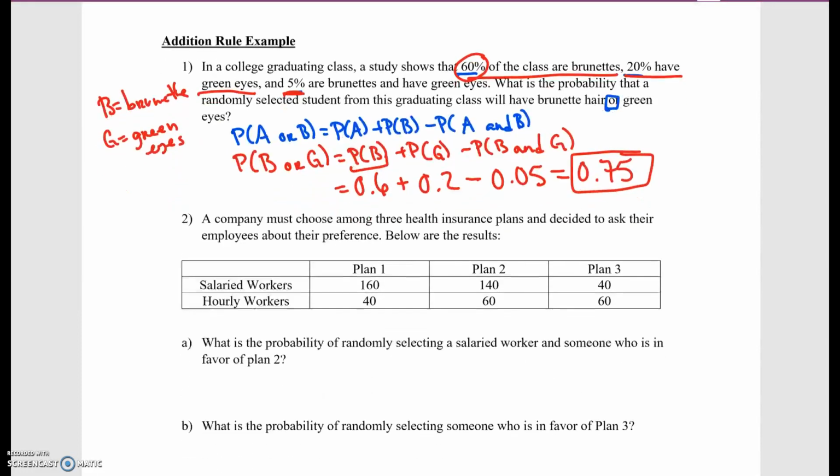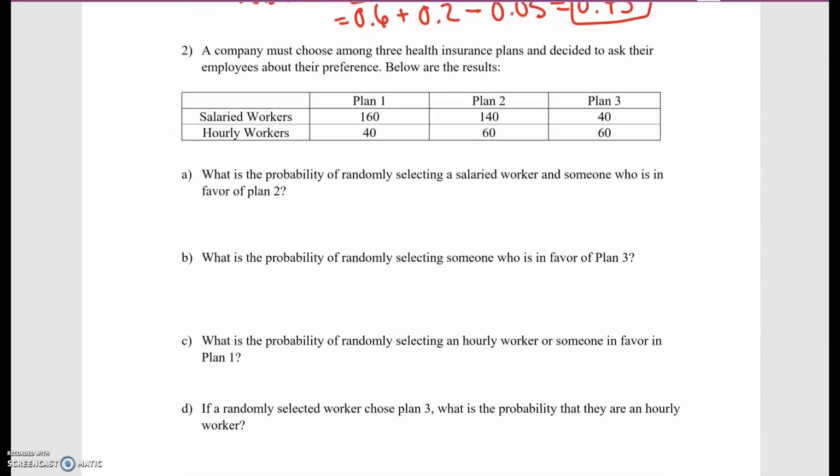All right, so in number 2, a company must choose among 3 different health insurance plans and decided to ask their employees about their preference. Below are the results. This is assuming that the workers cannot choose multiple plans. They only have to choose one.